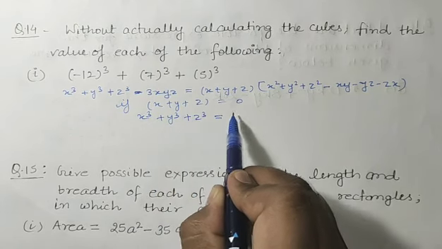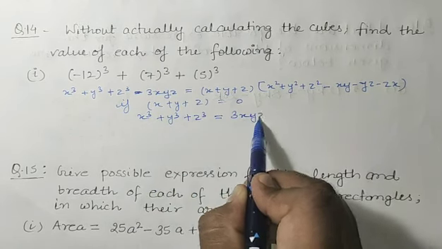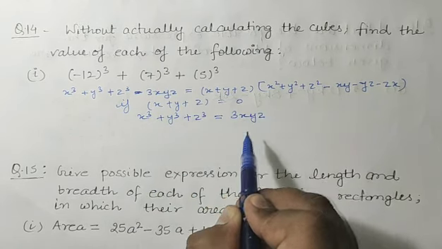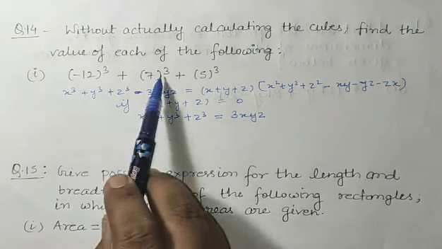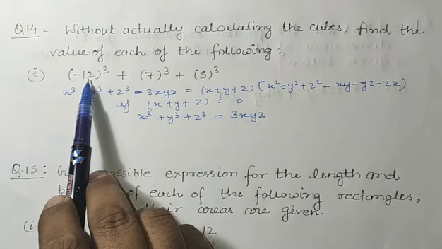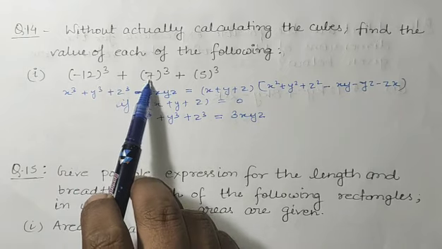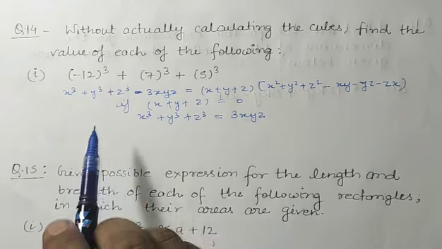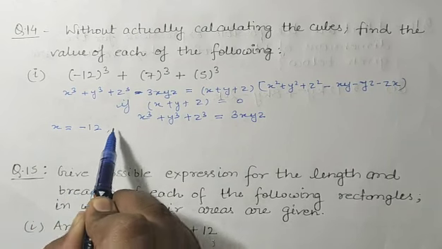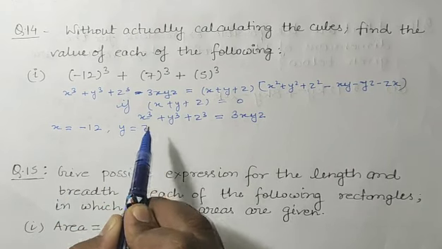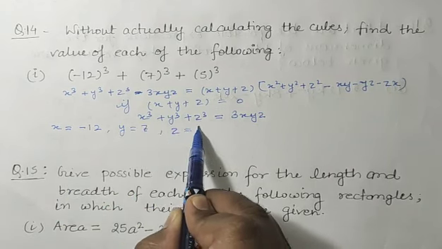The value of this will be equal to what? 3xyz. We have just solved a question like this in the previous question. So firstly we'll check whether the sum of these three is zero. Suppose here the value of x is minus 12, the value of y is 7, and the value of z is 5. Here x is equal to minus 12, y is equal to 7, and z is equal to 5.